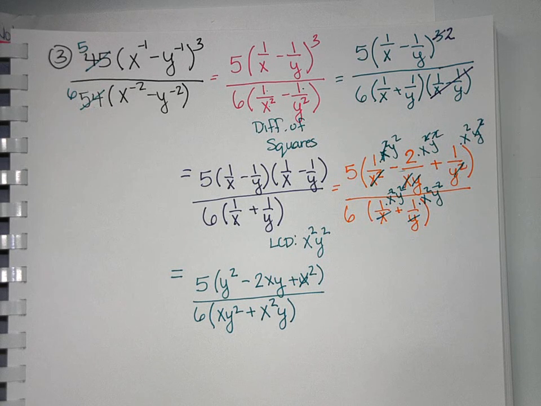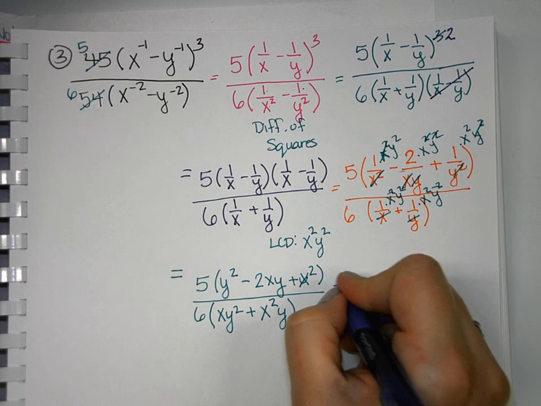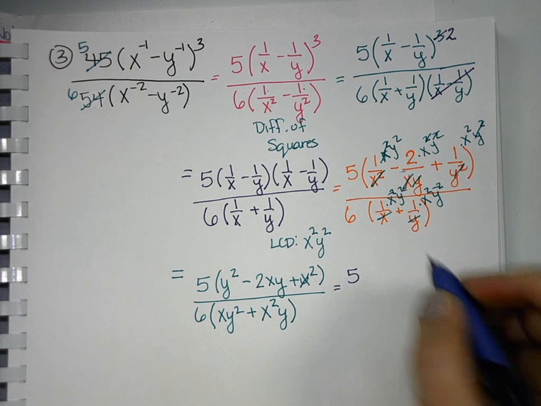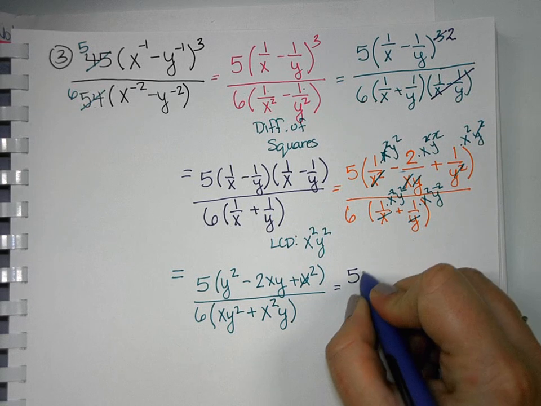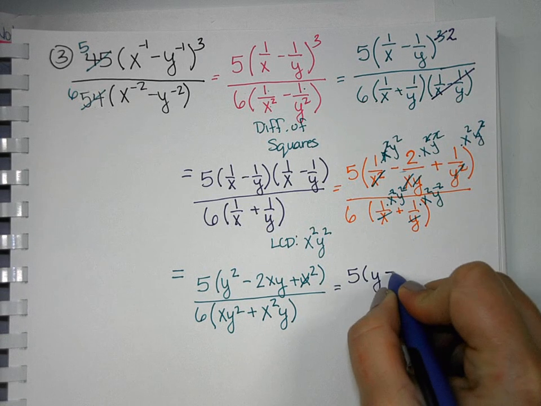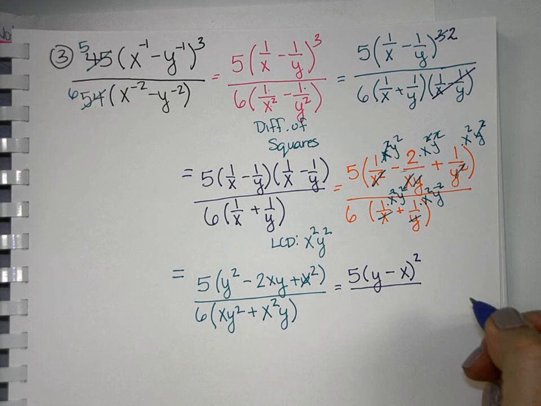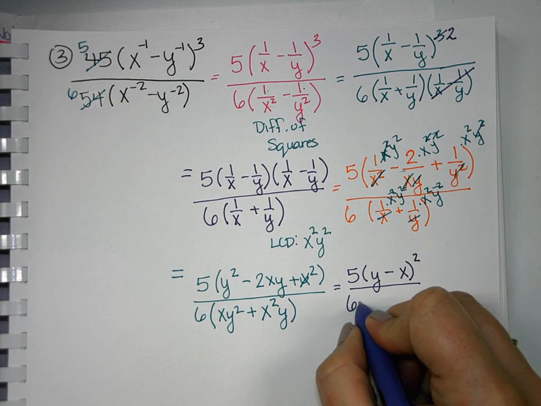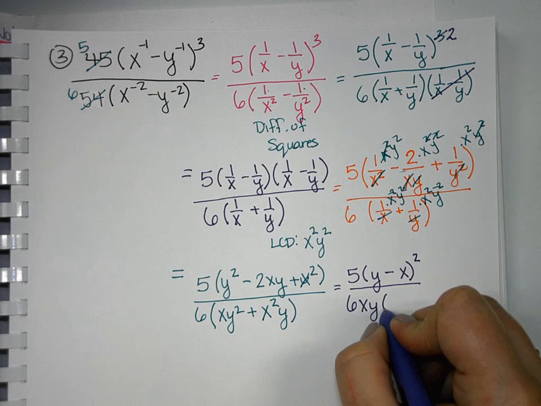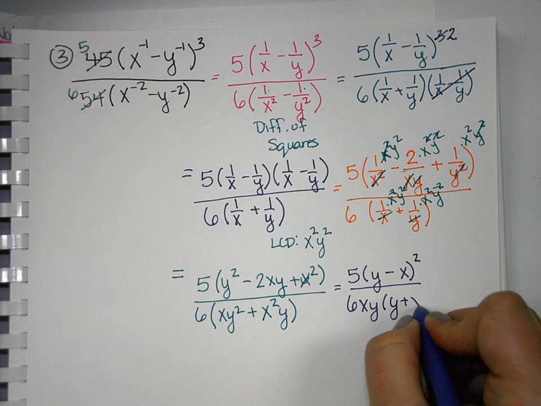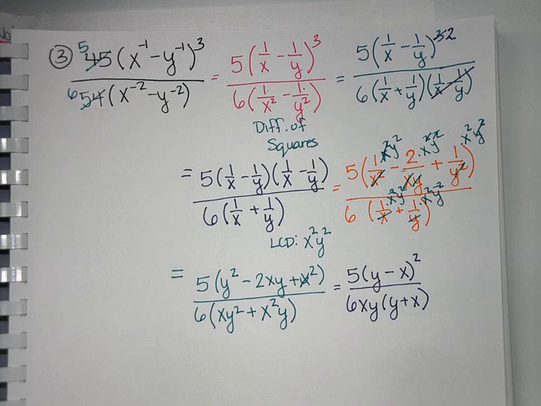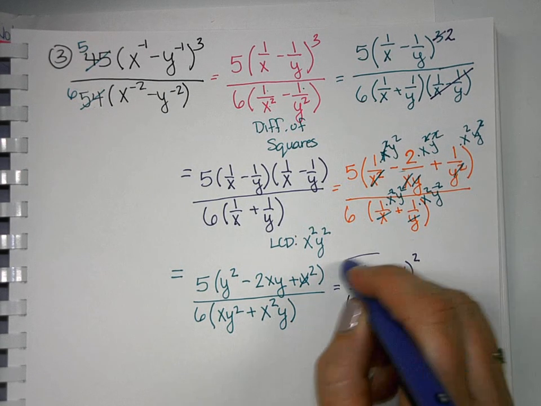So what I'm going to look for now is any way to factor to try to simplify. So 5 is still hanging out there. The numerator will factor into y minus x squared. The denominator, I can take out a GCF of xy, and I get y plus x. So at this point, nothing cancels. So that means this would be our final answer.